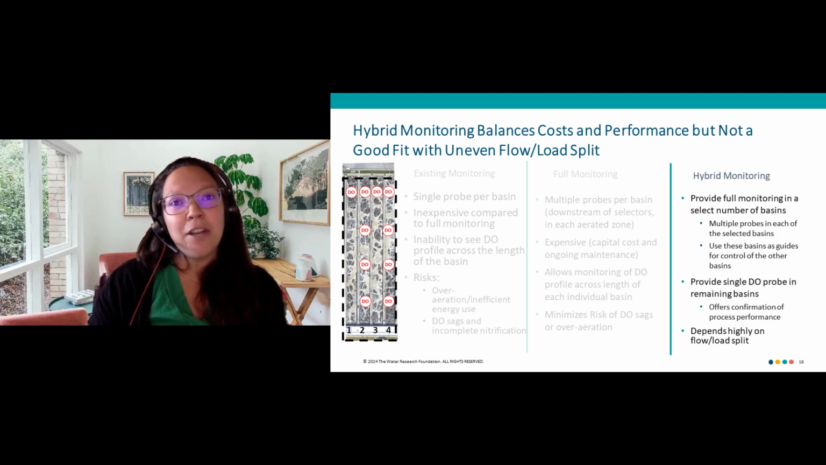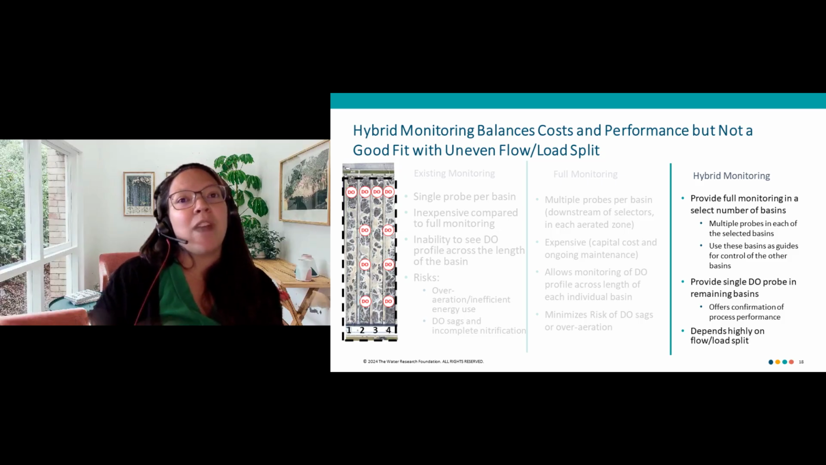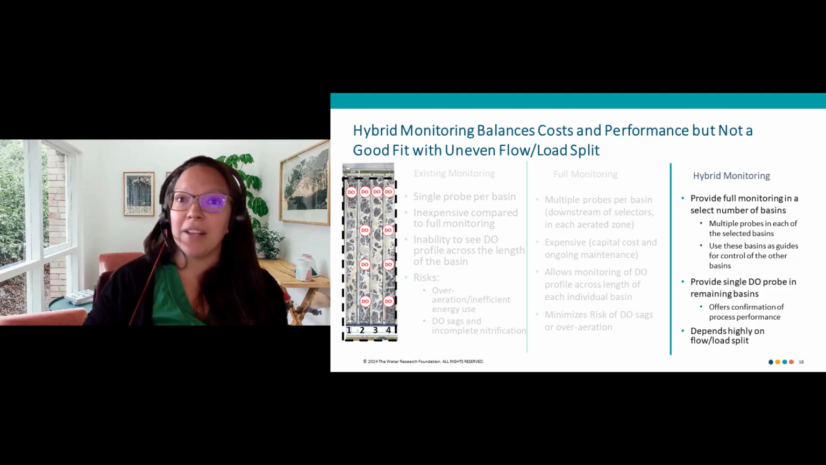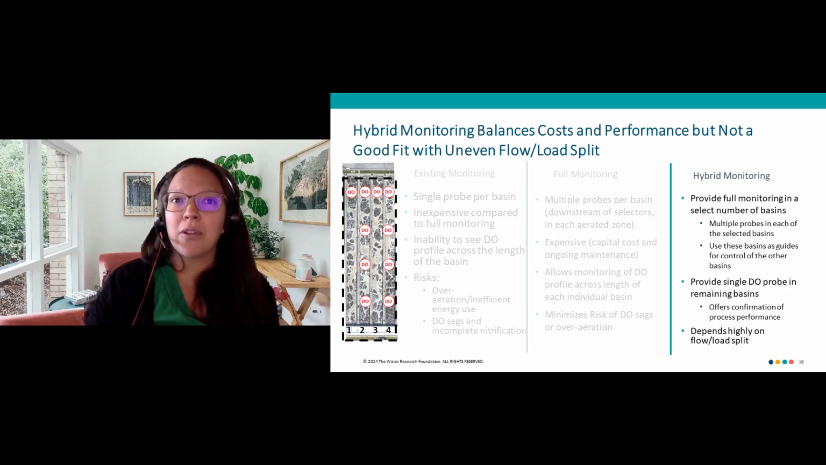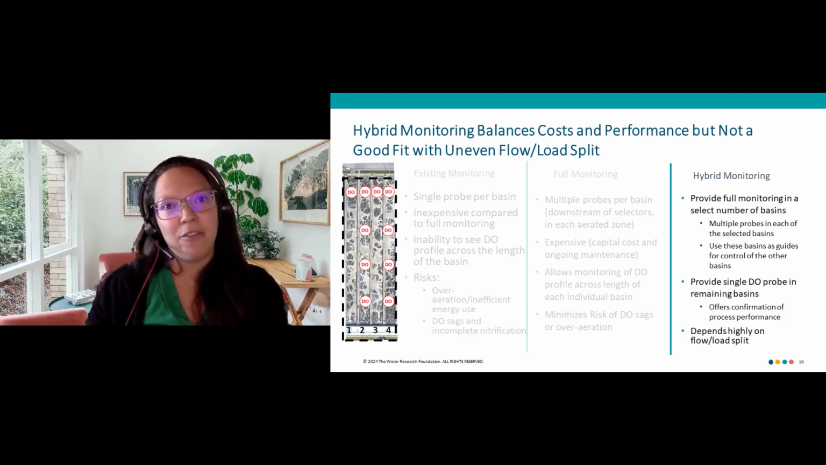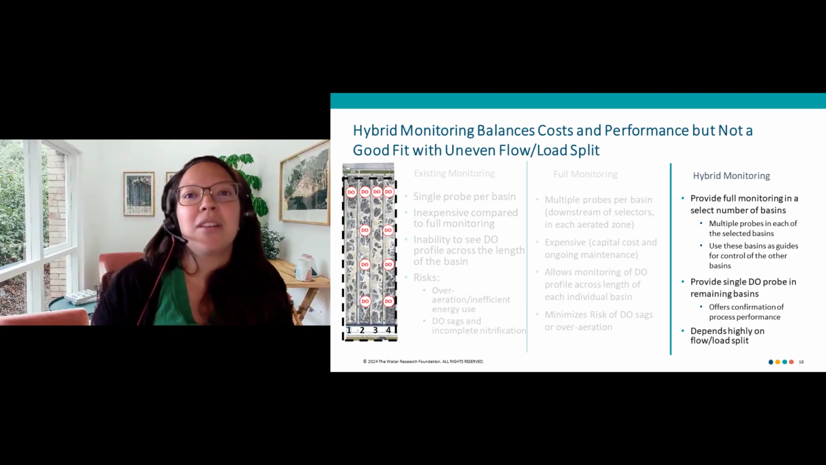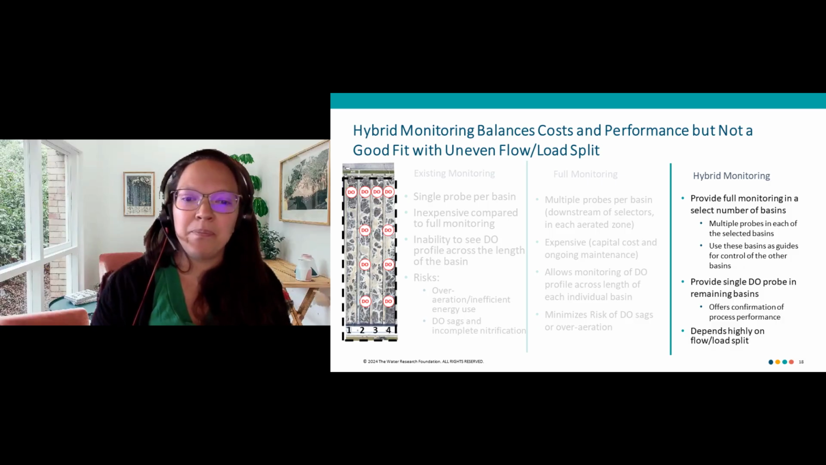To split the difference, some may consider hybrid monitoring. So what this means is you'd be providing full monitoring in some basins to use as a guide for control in your other basins. This could be a good solution for facilities that have a relatively even flow and load split to balance cost and performance, but it may not be a good fit for facilities with that uneven flow and load split that we talked about previously.